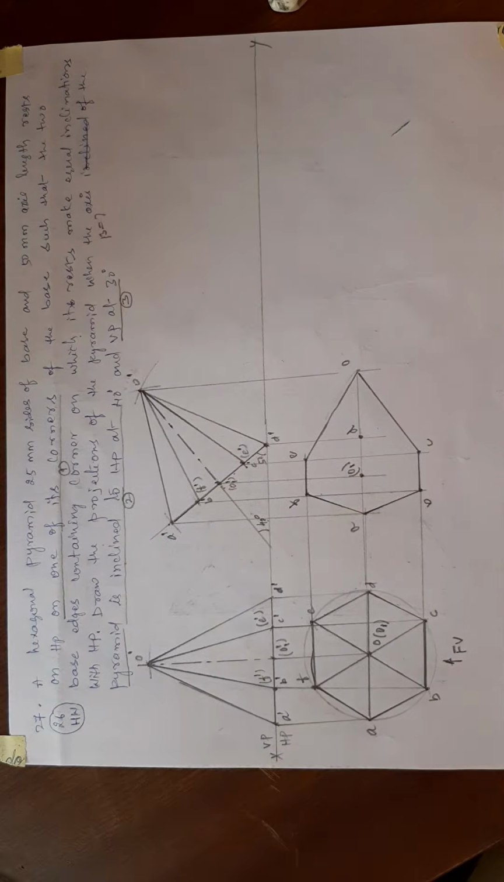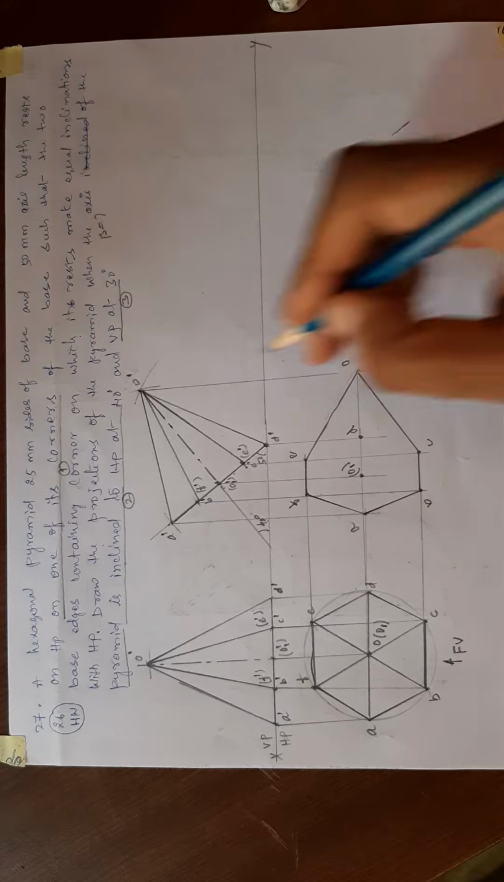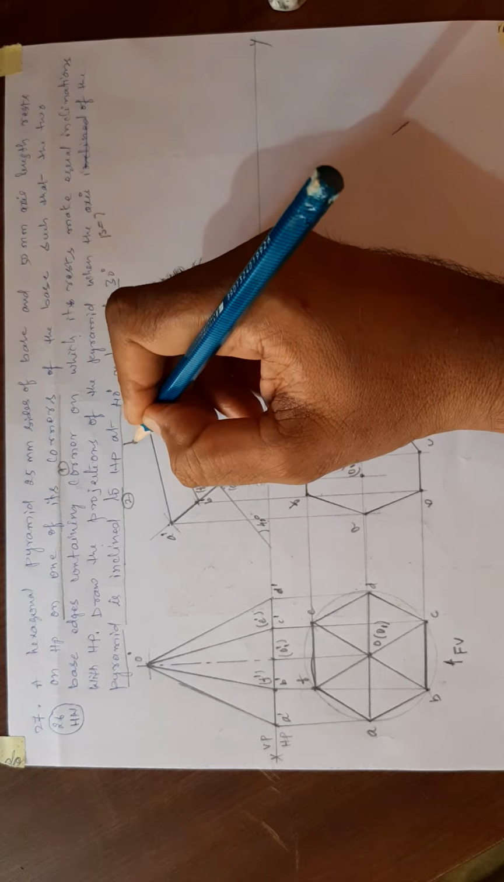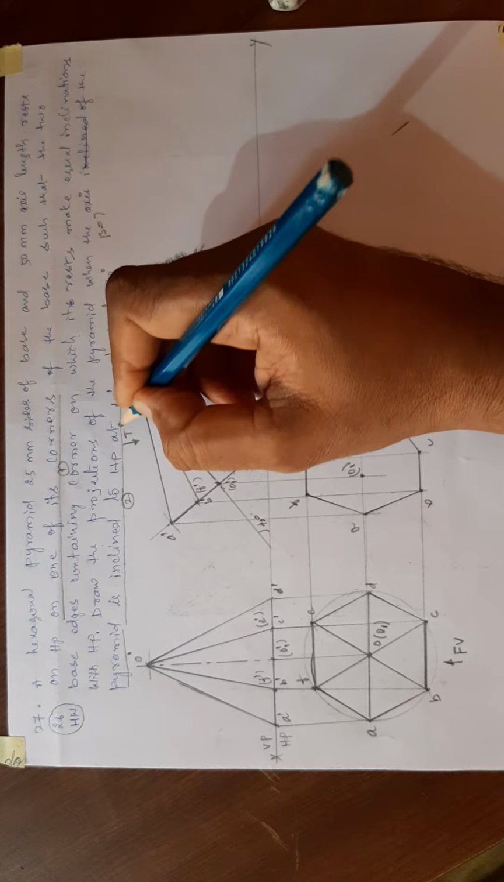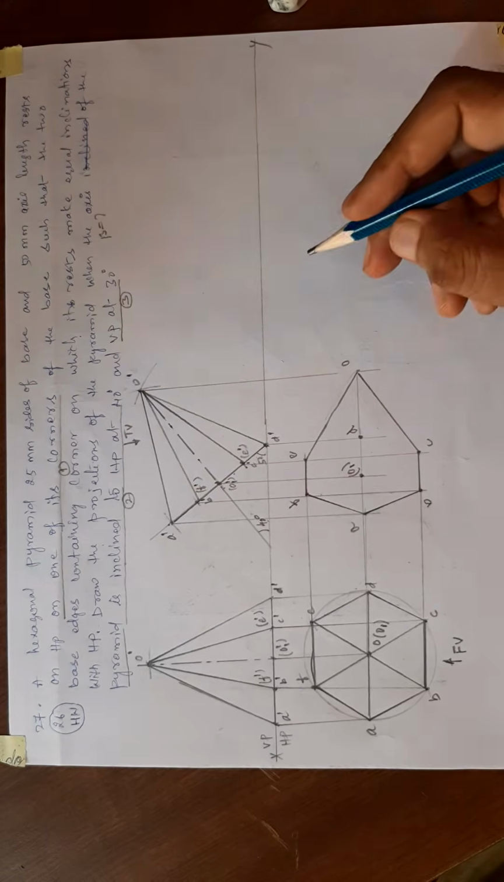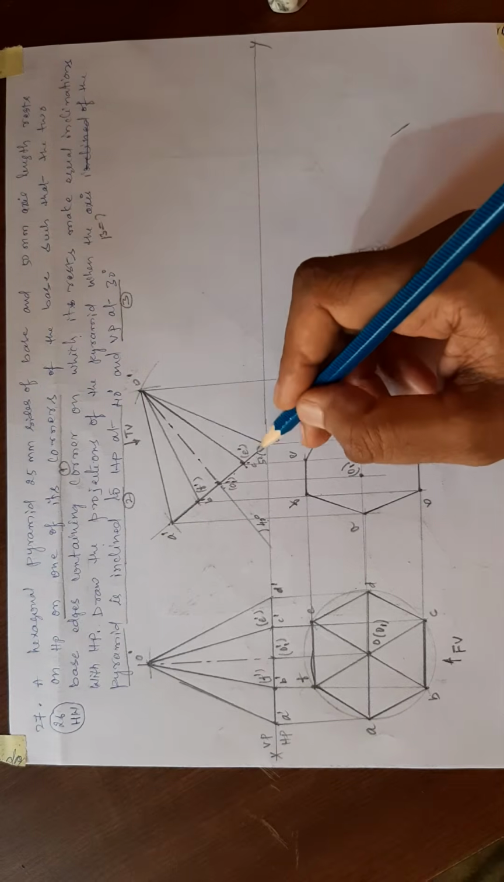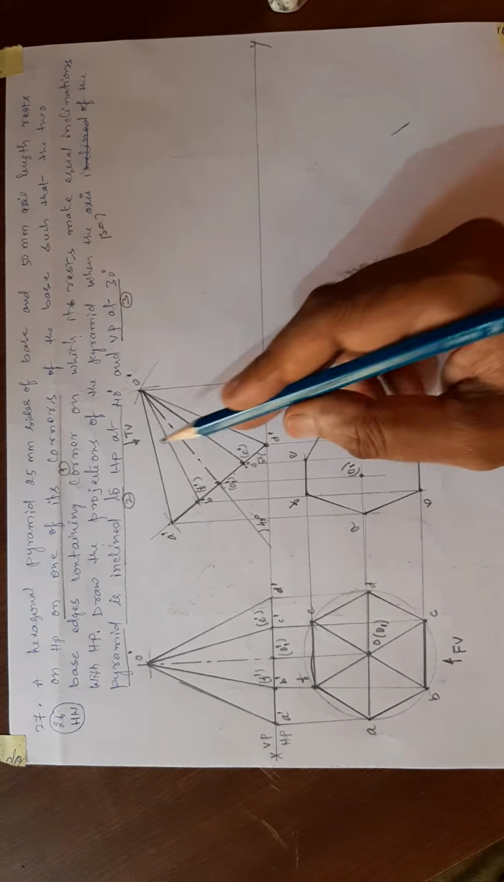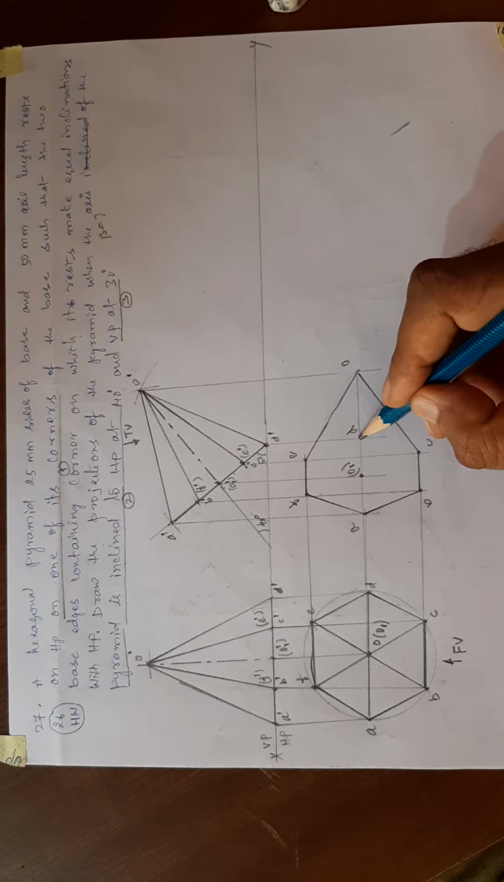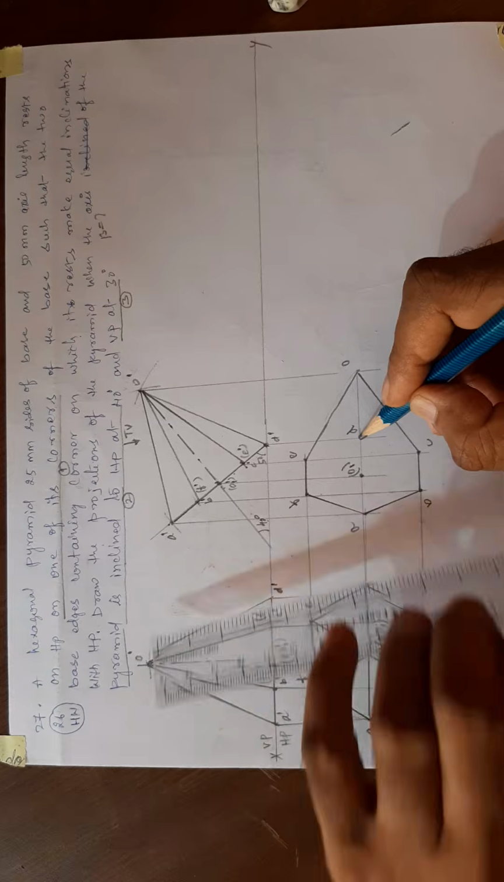Then we have to see the inner edges, inner corners which are invisible in the top view. Now this is the top view, where the observer is standing. See, this is the corner away from the observer, so it is invisible in the top view. This is D. So all the edges passing through that corner are invisible.